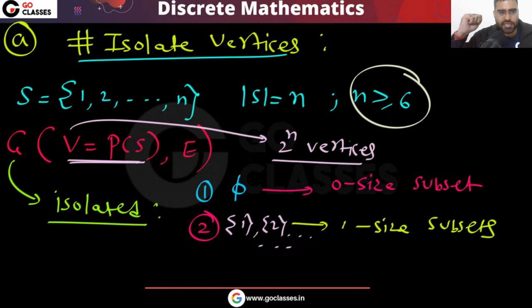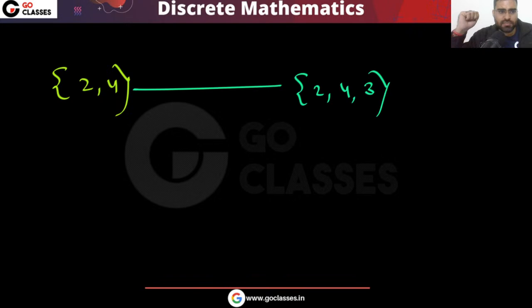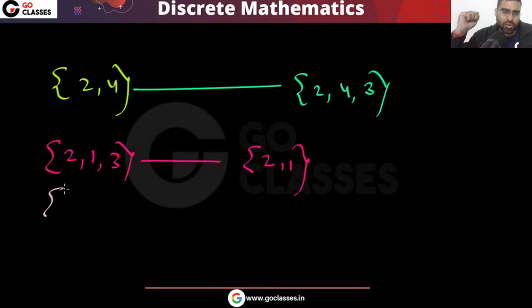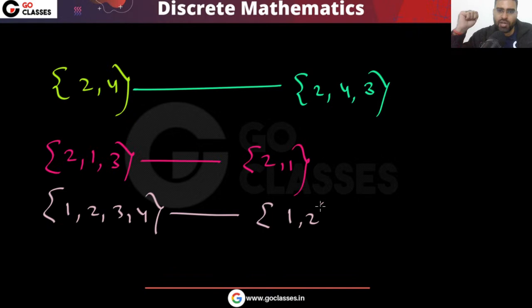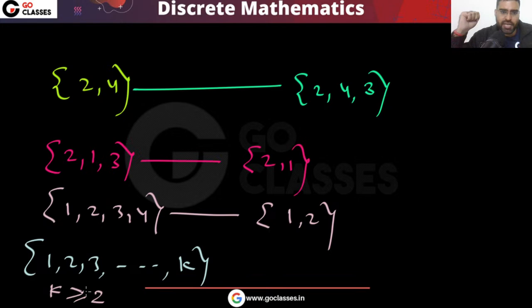Why? See, if you take any vertex, for example, if it has size 2, then it will be adjacent to this array. If you have size 3, for example 2, 1, 3, then this will be adjacent to this. Whatever set you take, 1, 2, 3, 4, and so on up to K, where K is greater than or equal to 2, this will be adjacent to 1, 2.